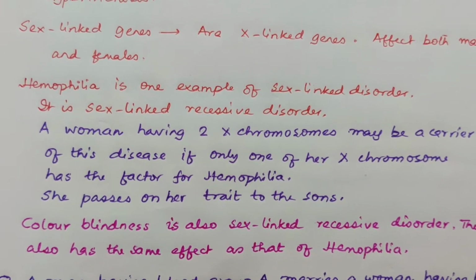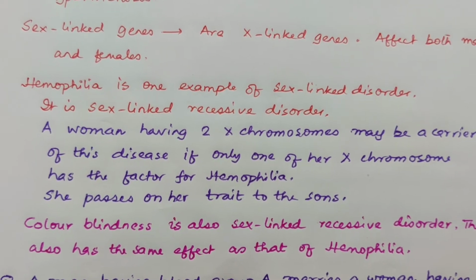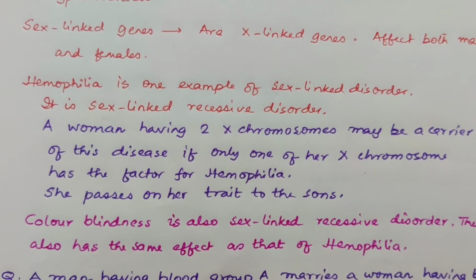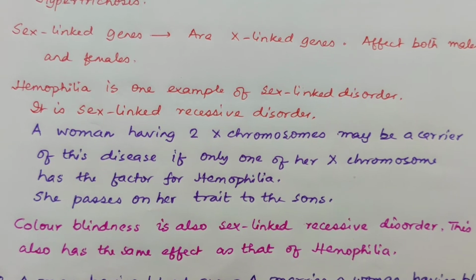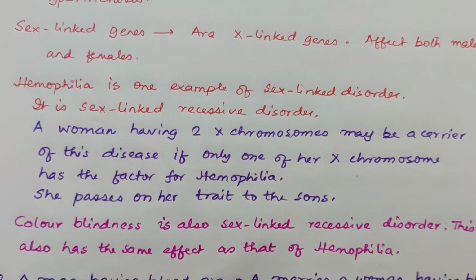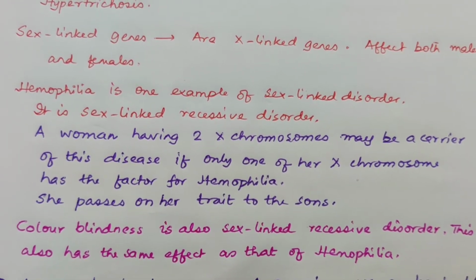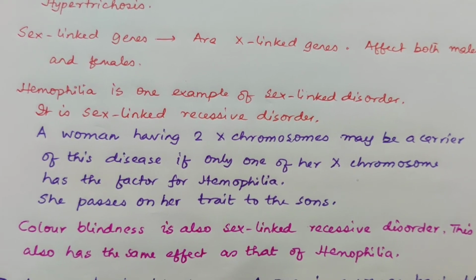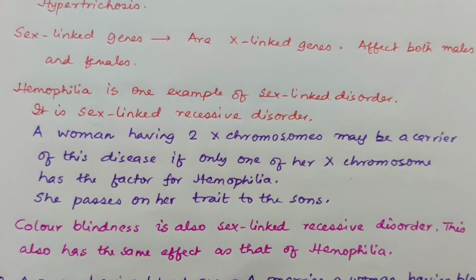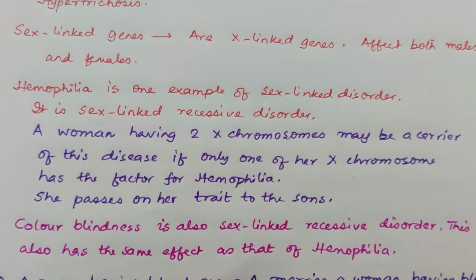But she has the factor for hemophilia, so she can pass on this trait to her sons. If she passes it on to the daughters, they also become carriers. They are not affected. Same is for color blindness.